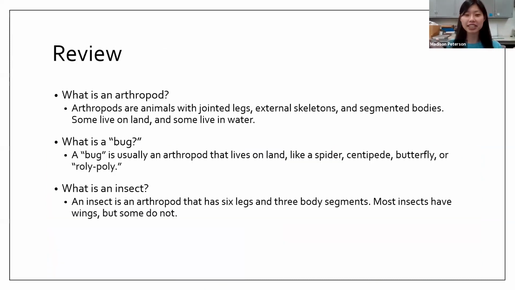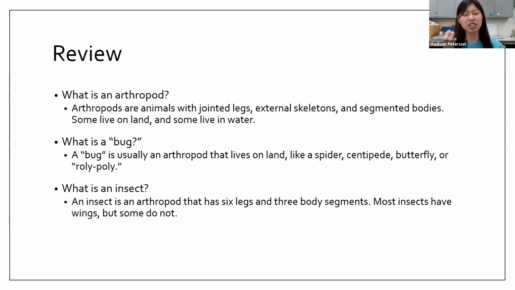Okay, so let's review. What is an arthropod? Well, we talked about arthropods are animals that have jointed legs, external skeletons, and segmented bodies. What's really cool is that some live on land and some live in water, so they're basically everywhere on our planet. Okay, what is a bug?